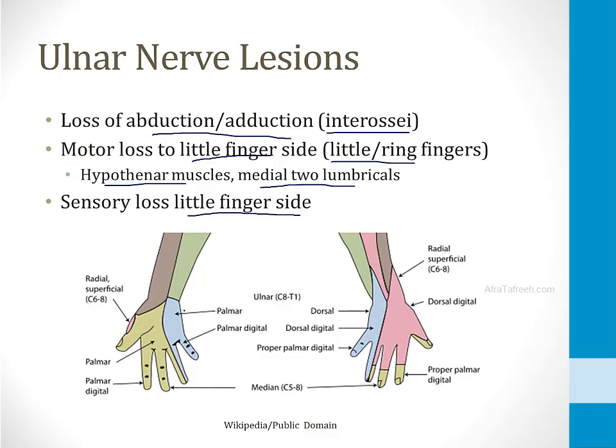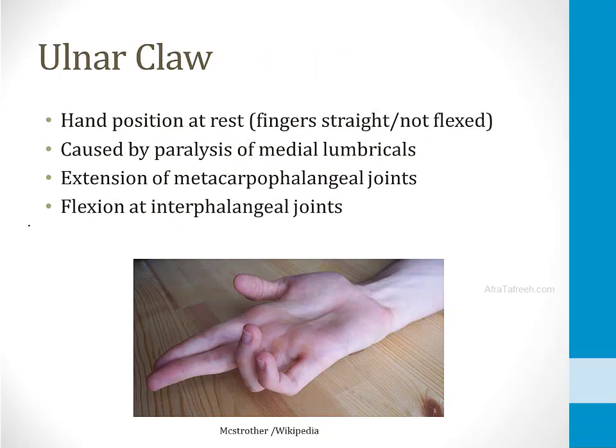If you look at this picture on the screen here, this portion shown in blue on the palmar side and also on the dorsal side is all provided by the ulnar nerve, so you can have sensory symptoms in these areas. So just like the Pope's blessing is a classic finding in a median nerve lesion, the ulnar claw is a classic finding in a patient with an ulnar nerve lesion.